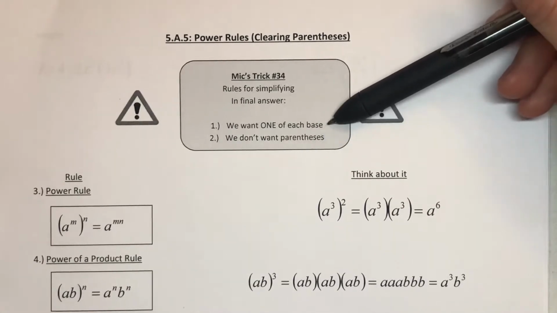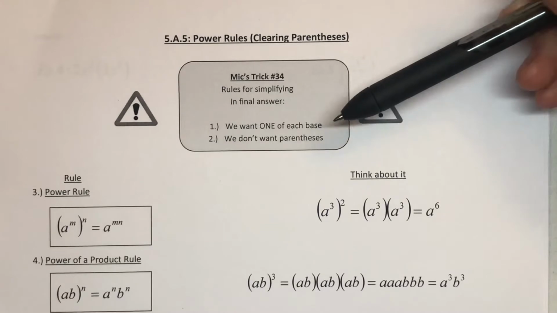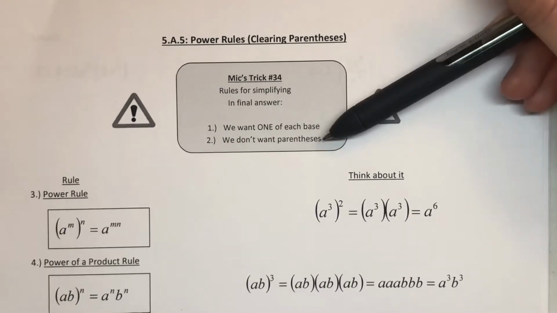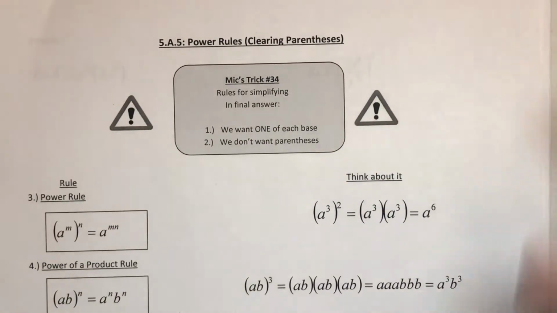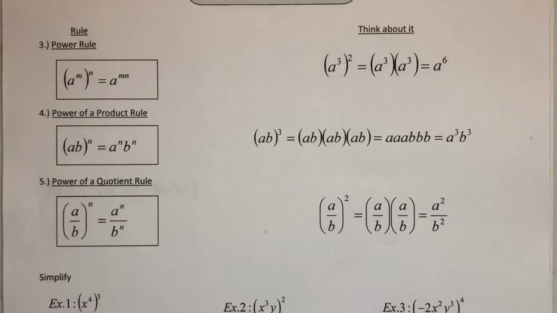We want one of each base, which is where those first 2 rules came into play. We were able to combine bases through multiplication and division. We also don't want parentheses in our final answers either. So there's 3 situations that involve parentheses.